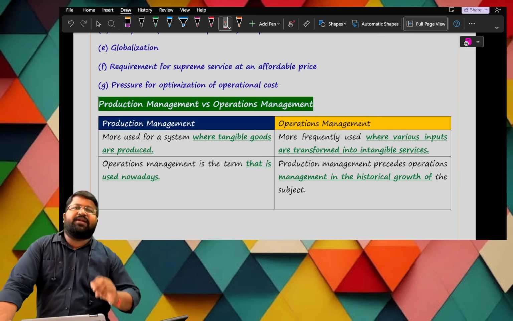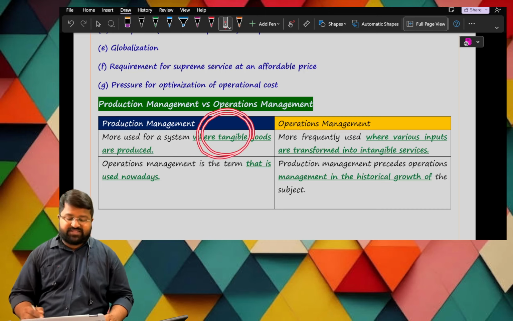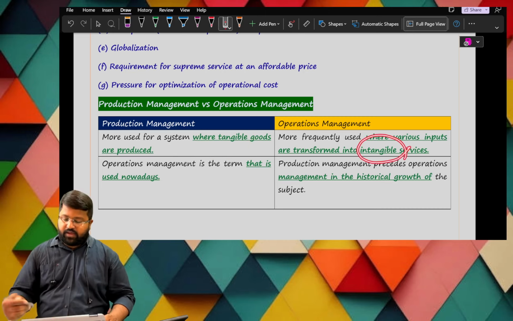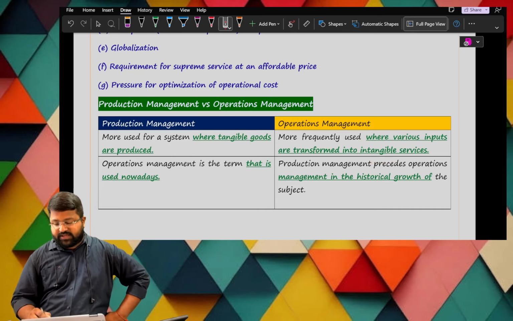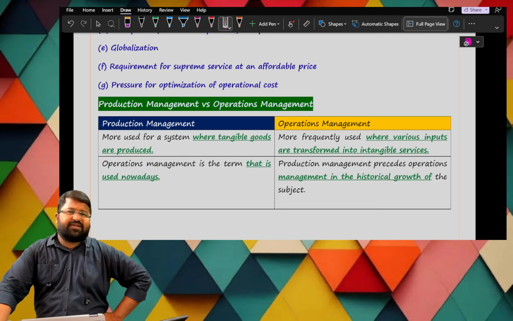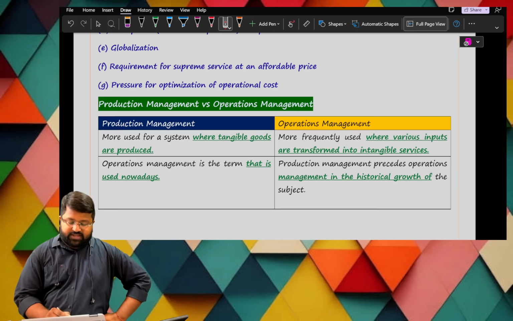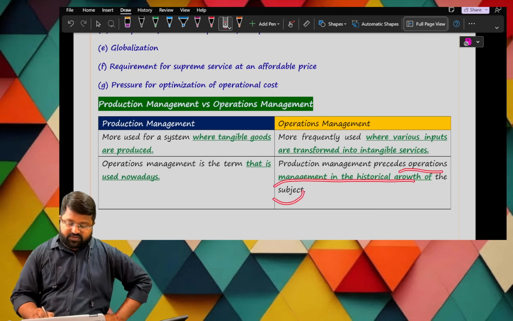And finally, they are converting into products. So production management is mainly of tangible and of intangible. Next, operations management is a term that is used nowadays. Initially, production management was a part of operations management, but now they are using a different term. Okay, production management versus operations management and the historical growth of the subject.